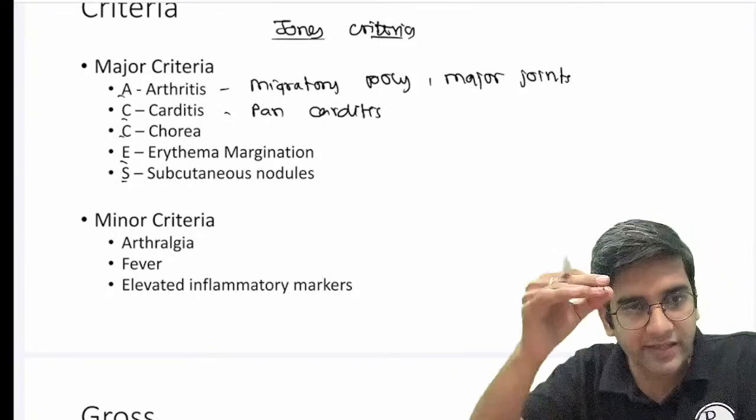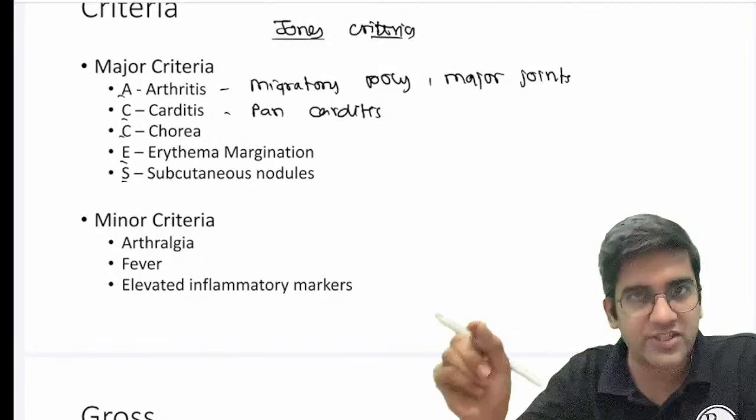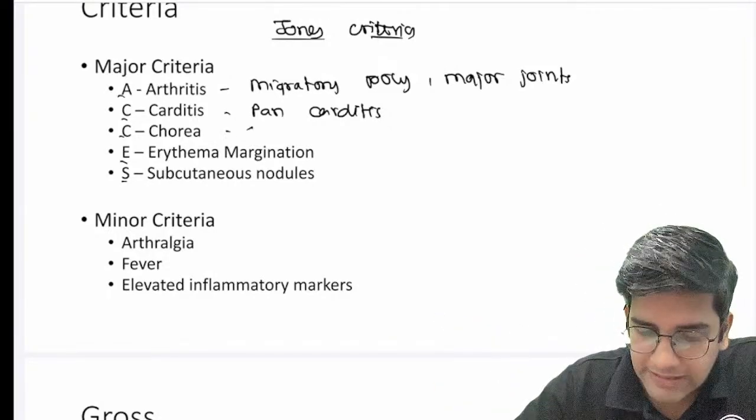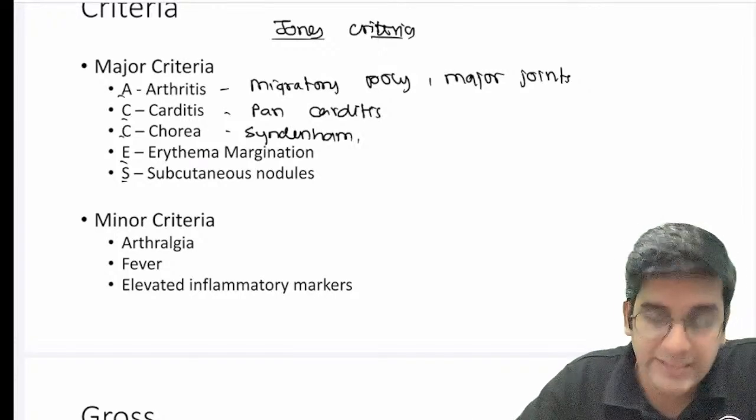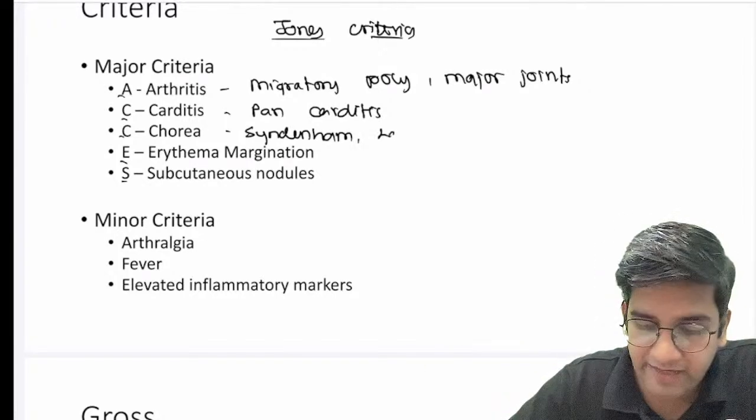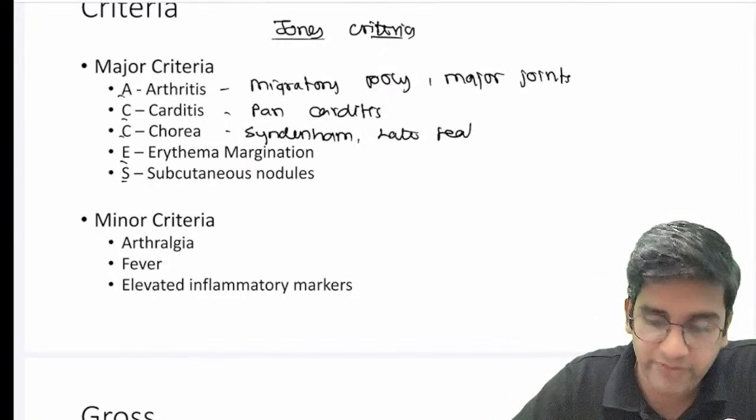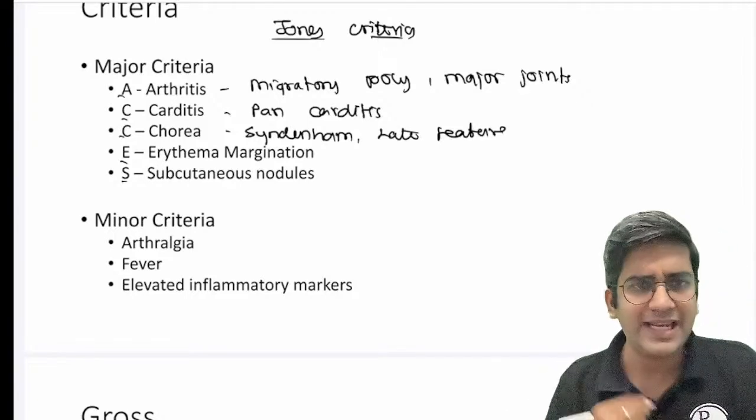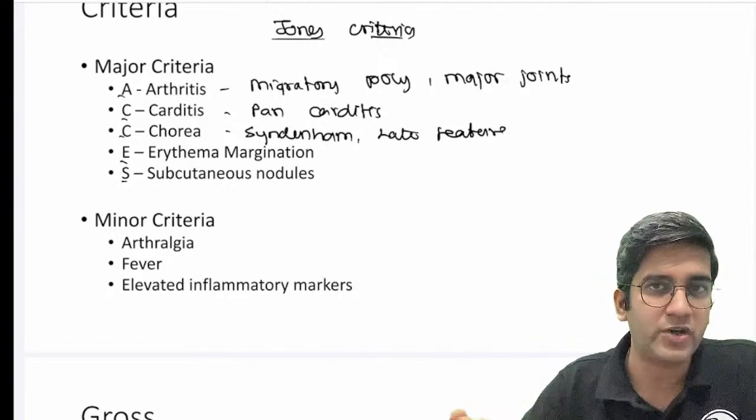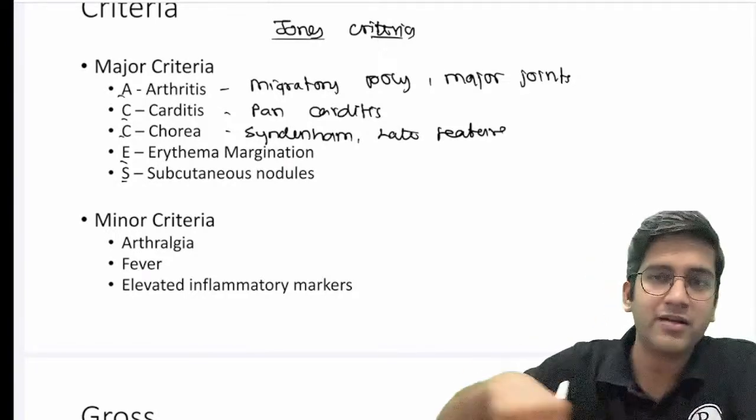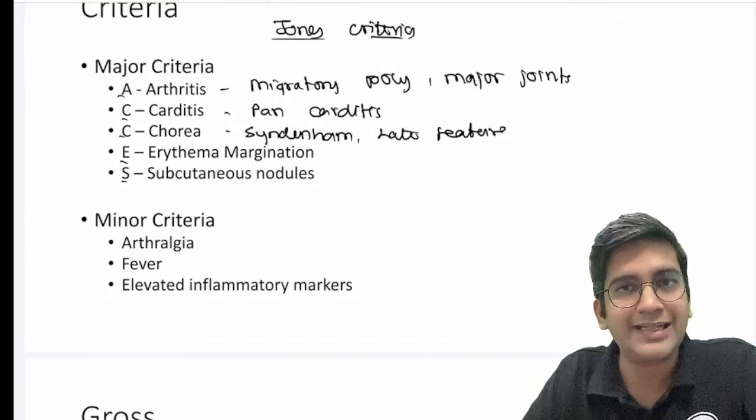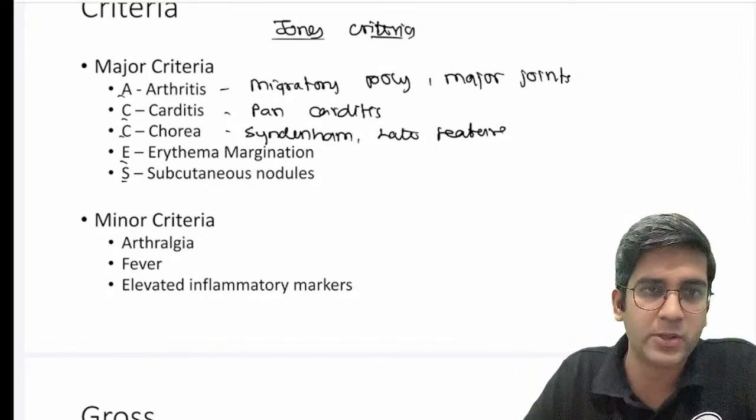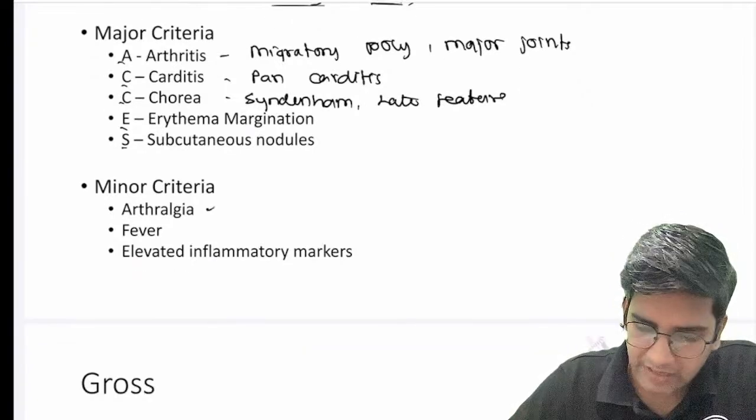If it's a long answer, explain each of them. If it's a short answer, just write a word. That's enough. Chorea, Sydenham's chorea. Sydenham's chorea is generally a very late or a delayed feature. Write that because that's a very important thing which every examiner wants to know. Erythema marginatum, and you have subcutaneous nodules. Self-explanatory. Erythema, which is a bit of a circular lesion in the skin, and tiny nodules on the extensor aspect, subcutaneous nodules.